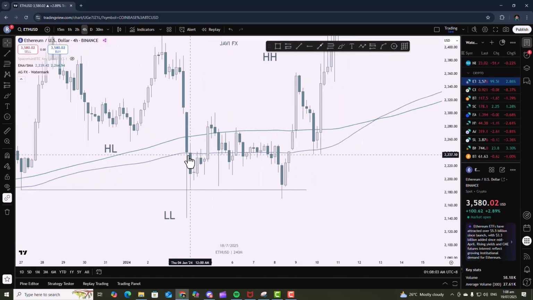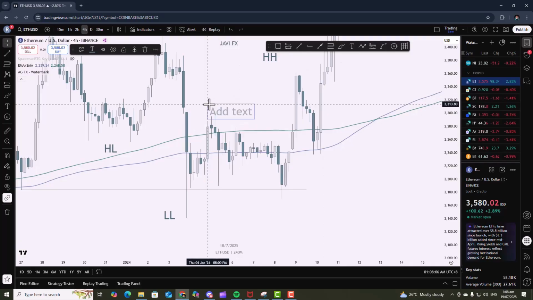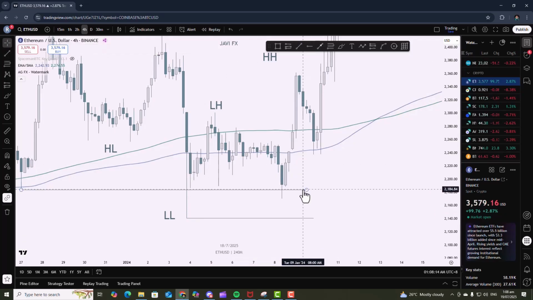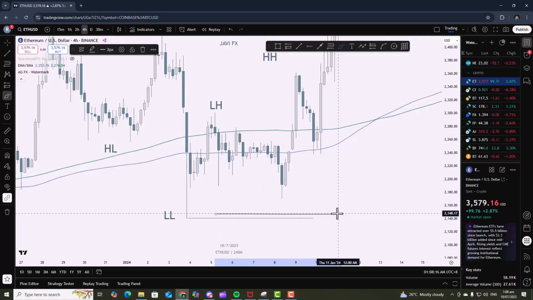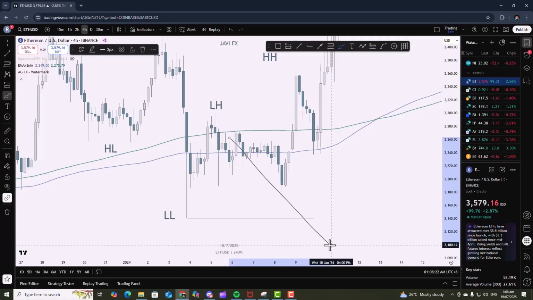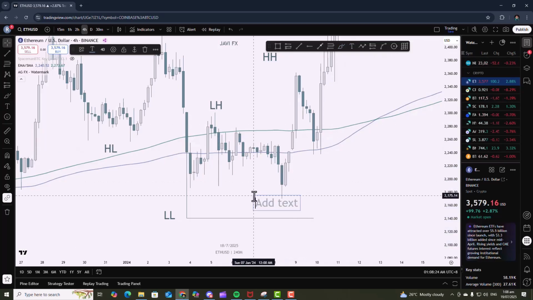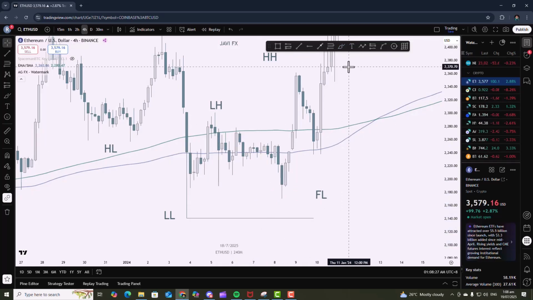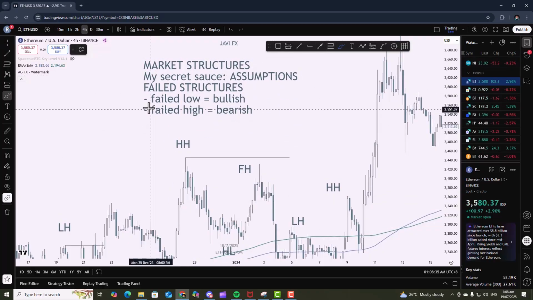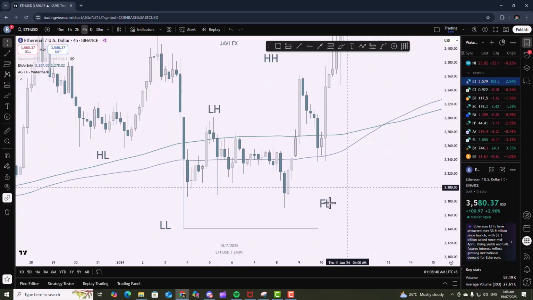The lower low, we get a lower high here. And then we are unable to break this low. Unable to break this low. Right? If this was truly a lower high, then this would have broken through. But we get a failed low over here. Uh-oh. What does that mean? Failed low equals bullish. So, first sign of bullishness is here.